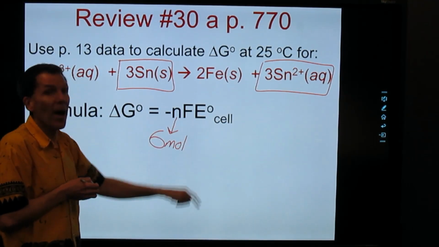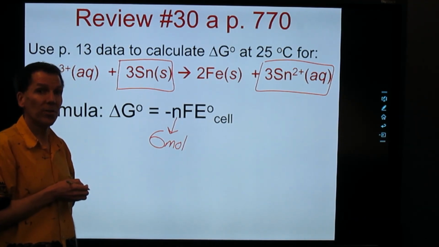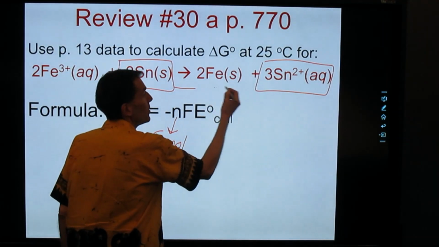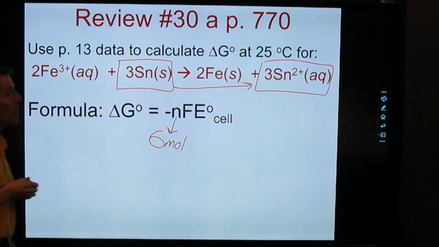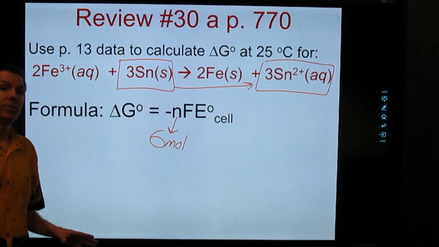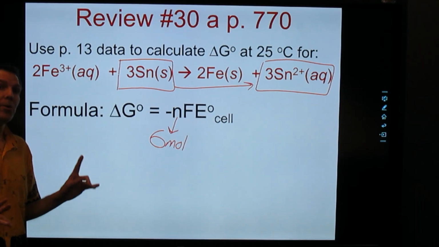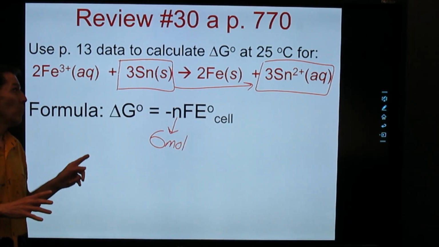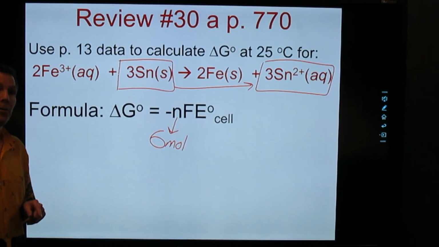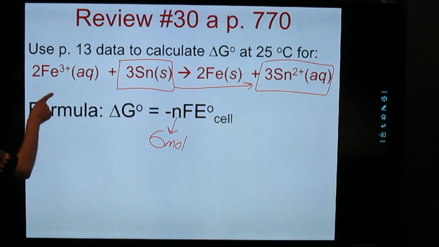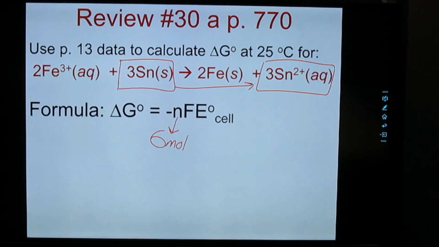So now we need to know the value of E naught cell. The other thing that should be apparent, if we look at those two boxes up there, that's an oxidation. So when we go to page 13 to get some data, that will be the anode. And so when we go to page 13, this will be the cathode, the iron.